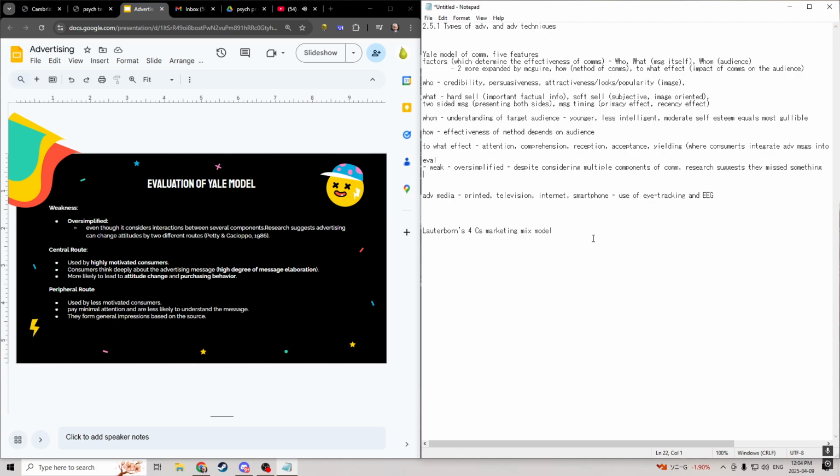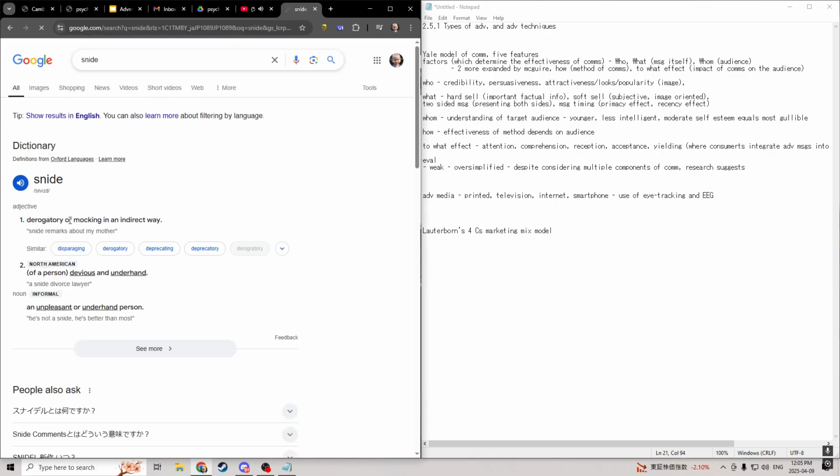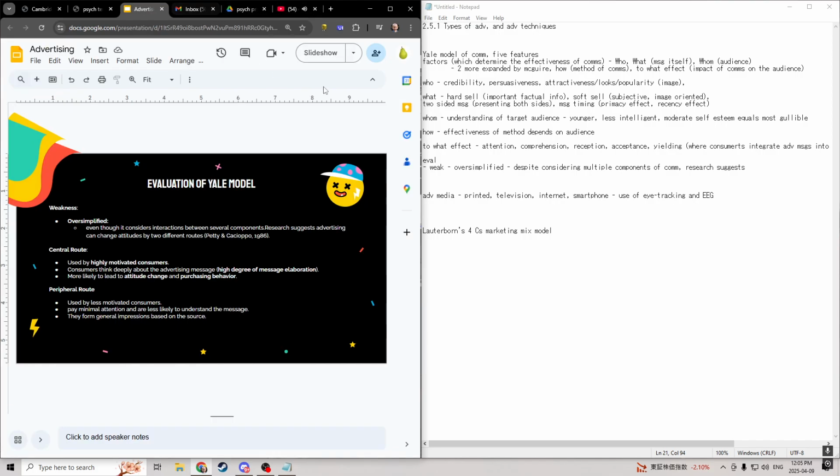Central route. Used by highly motivated consumers, who think deeply about the advertising message, high degree of message elaboration, more likely to lead to attitude change and purchasing power. Peripheral route. Oh, this is what it's talking about. Okay. Sorry, I didn't see that it continued to explain it. That is my bad. That is 100% my bad. Sorry for making that snide remark. Did I even use that word correctly? We gotta find out now as well. Snide. Yeah, it's pretty snide. Okay. Yeah, sorry. I didn't realize you continued to explain it.